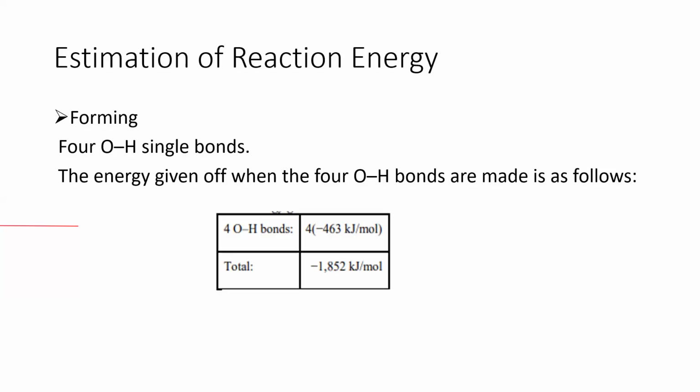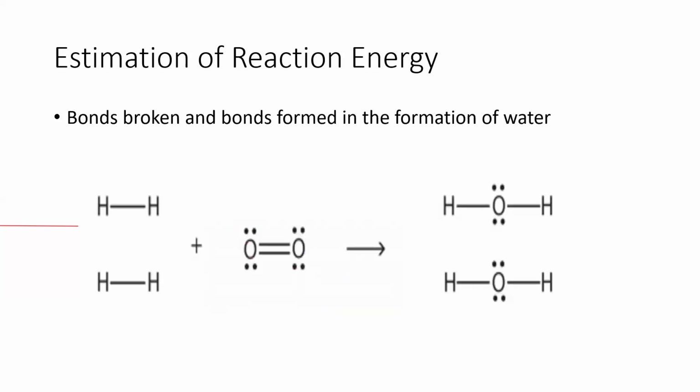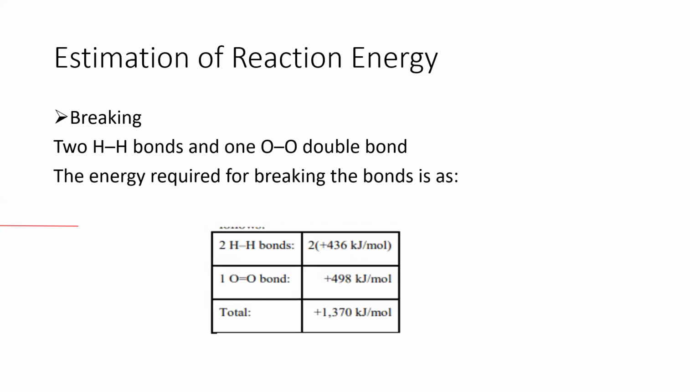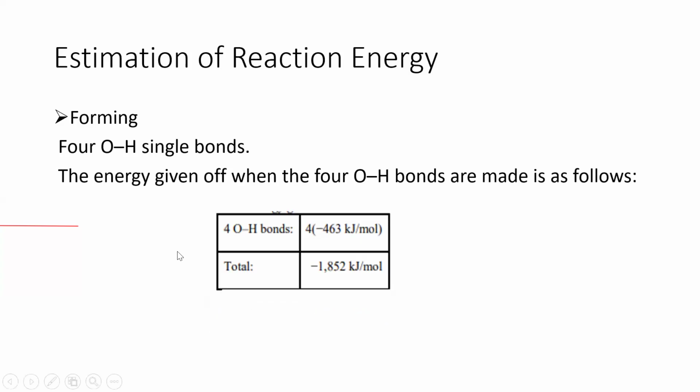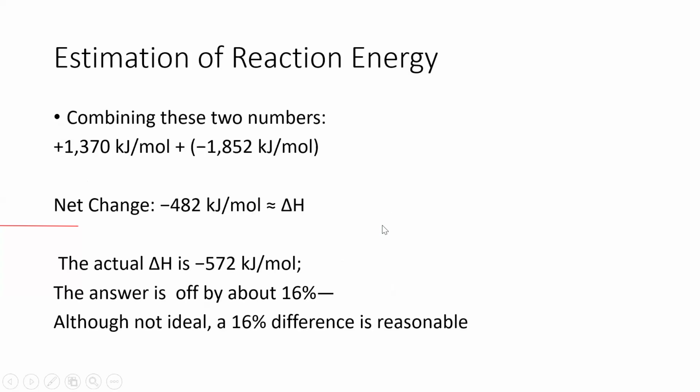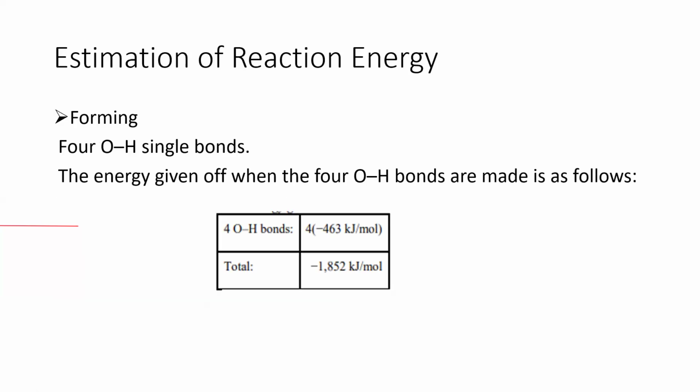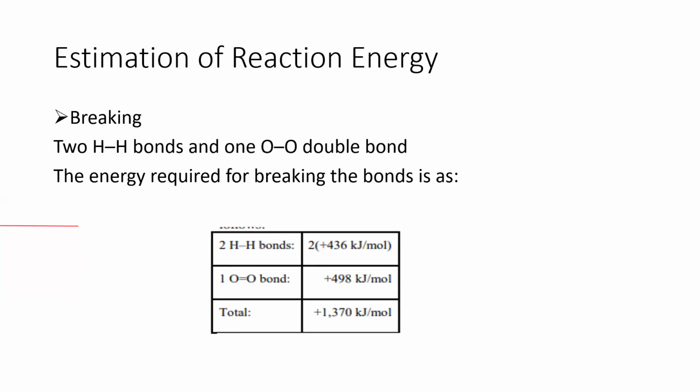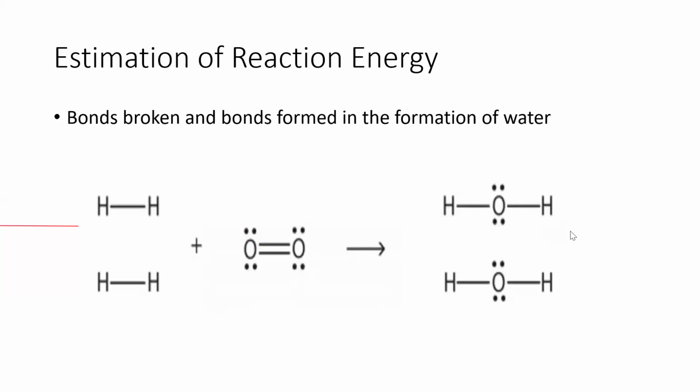The four oxygen-hydrogen single bonds: the energy given off when the four oxygen-hydrogen bonds are made is as follows. All right, let's go. The four hydrogen-oxygen bonds, the O-H bonds, right? Four O-H bonds, oxygen and hydrogen. Let's see.